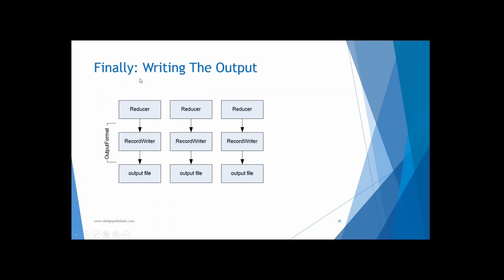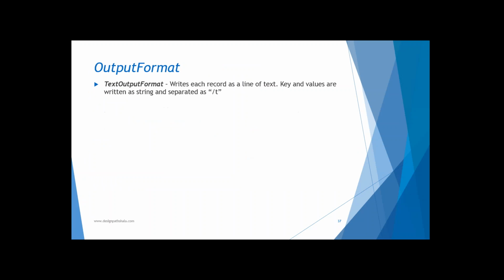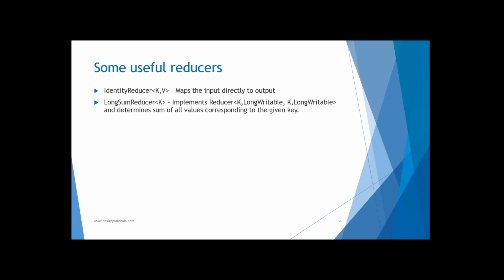So similar to your input, the reducer output also works on the same thing. Instead of input format, there is an output format class, and there is a record writer which is associated to an output format class. The default one is taken care of when we emit the data, and the default one uses a separator as tab. Okay, before going to that part, let's look at some of the useful reducers.